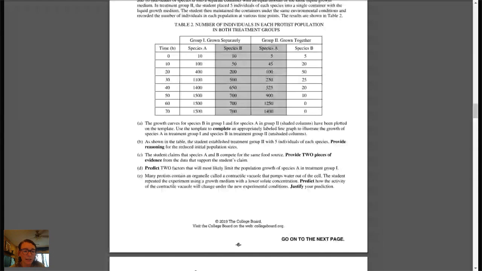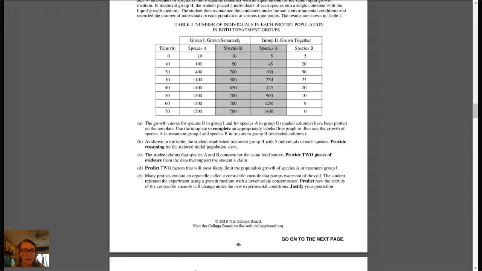In C, it says the student claims that species A and B compete for the same food source, provide 2 pieces of evidence. So one easy one is saying when species A and B are together, species B is unable to survive. We can see that in the rightmost column there. The other thing that you could have said is when species A and B are together, species A grows at a slower rate or does not approach as large of a population size or something along those lines, indicative of the fact that species A is actually growing much, much slower when the 2 are grown together as opposed to when they're grown separately. So those should have been your 2 pieces of evidence there.